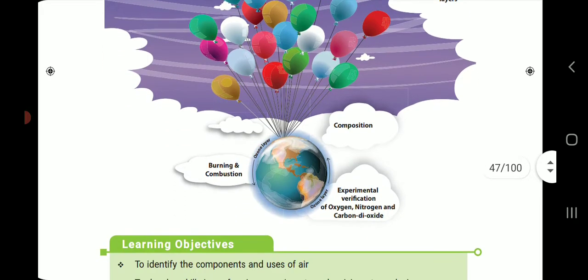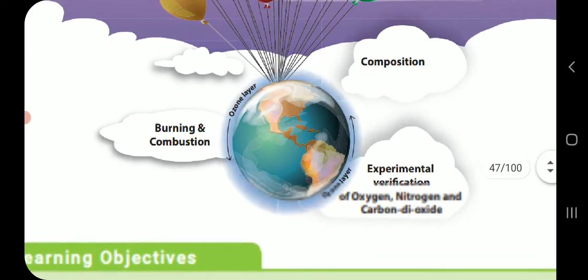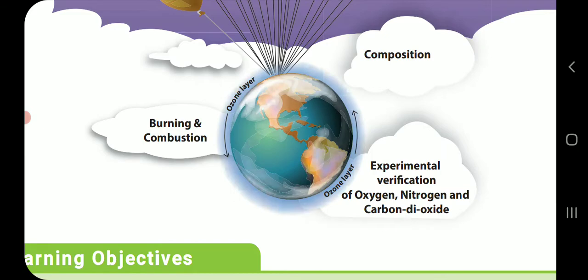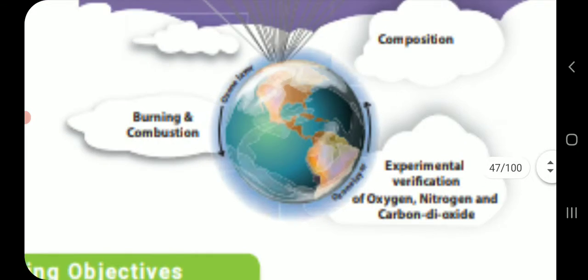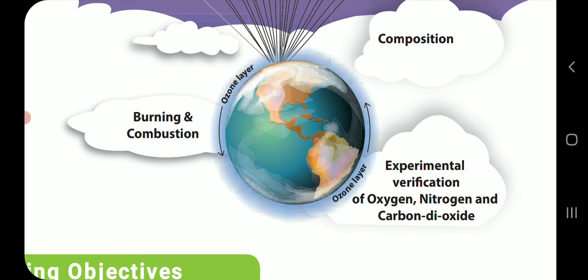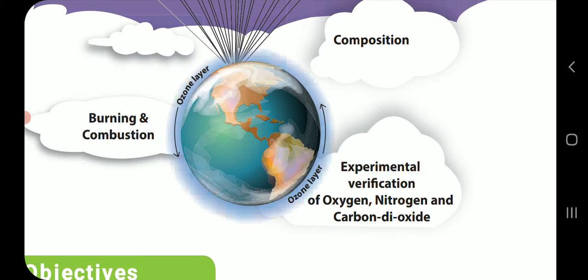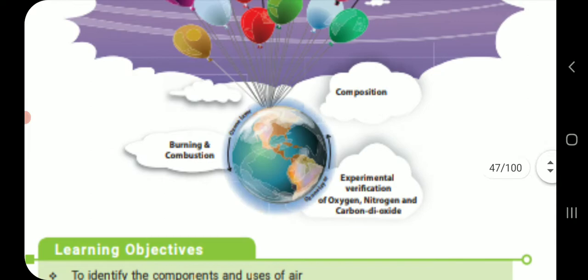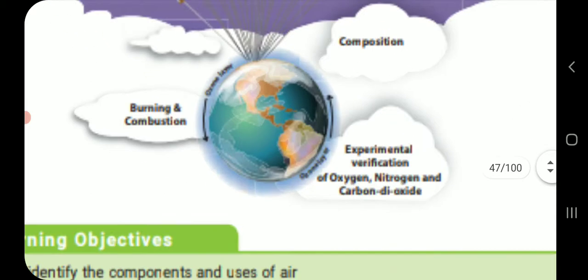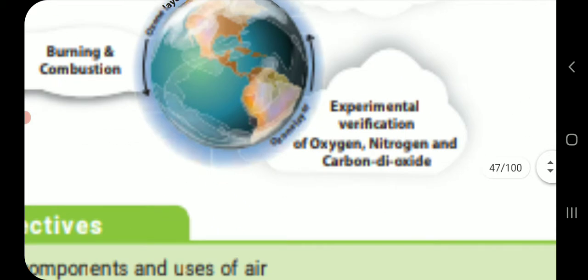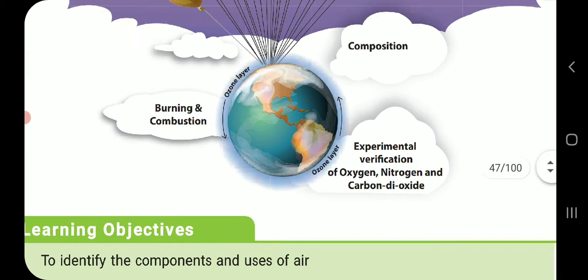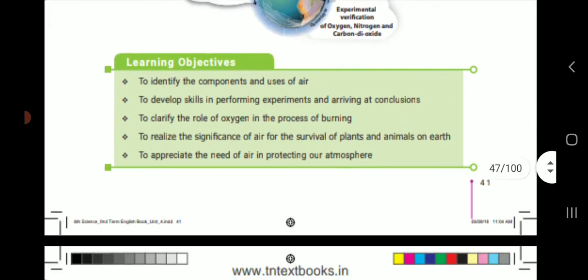Okay, first of all, this is going to be a really interesting topic, children, because without air we can't live, is it? Burning and combustion need air. Then the composition: what are the contents inside the air, and how we prove that it contains oxygen, nitrogen and carbon dioxide. Okay, let us go into the lesson.